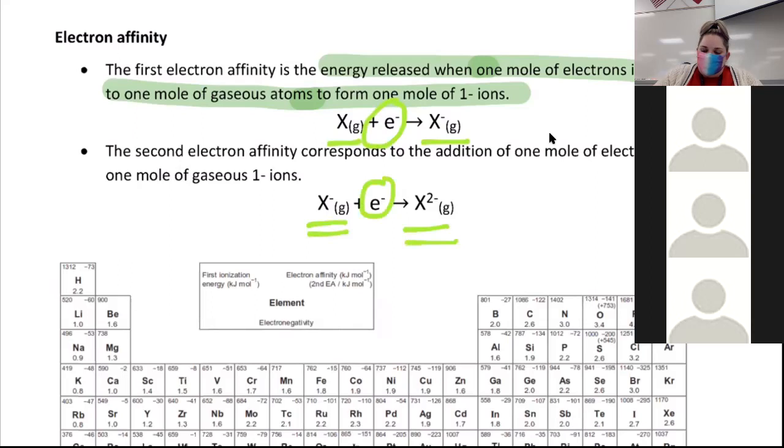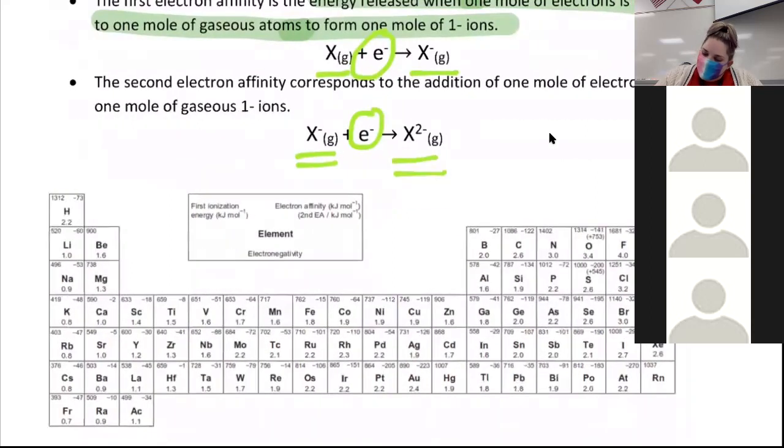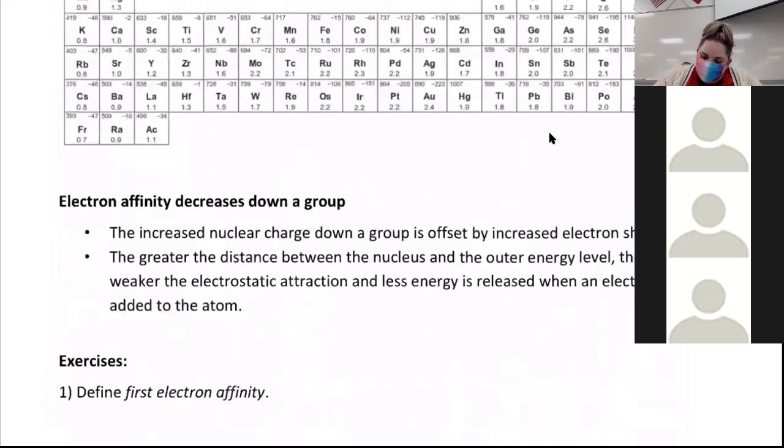So what you're going to find is that the trend for this one, it also decreases down a group, okay? So that's what it says here. Let me get my highlighter back. The increased nuclear charge down a group is offset by electron shielding. So the fact that you have more shielding and your nucleus is further away from the outer energy level, again, your attraction is less, and so you release less energy when you add an electron, okay?